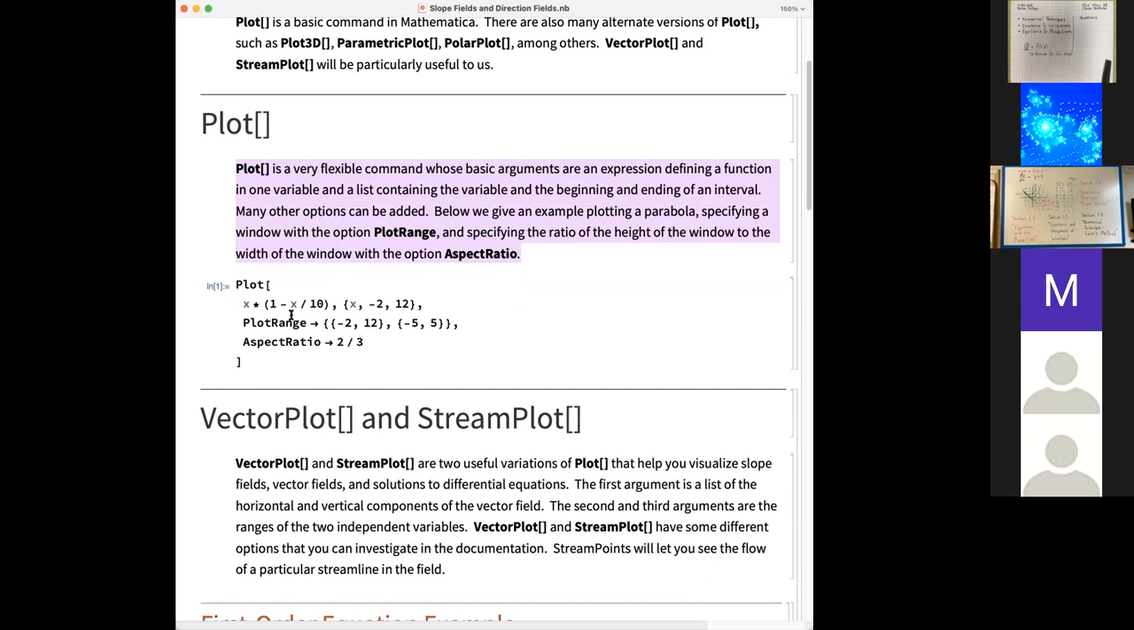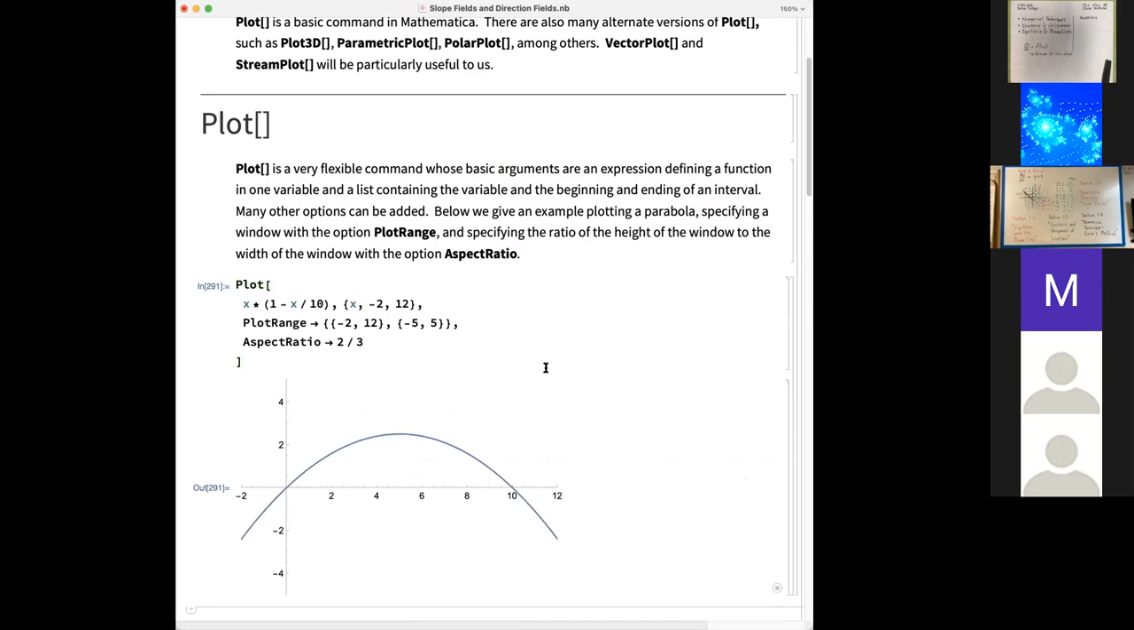So here I have a command to plot x times 1 minus x over 10. You could probably guess what x from minus 2 to 12 does. I want to use those x's, called the domain. And then the range probably describes the size of the window I'm about to see. Now, to execute this command, I have to tell Mathematica to do this. I put my cursor anywhere on this command and hit shift enter or shift return.